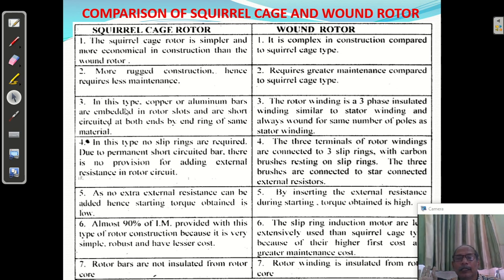Squirrel cage type: in this type, copper or aluminum bars are embedded in rotor slots and are shorted at both ends by a ring of the same material. Clear? The rotor winding of the slip ring type is a three-phase insulated winding similar to stator winding and always wound for the same number of poles as stator winding. याद रखना, जितने poles stator पे हैं उतने ही poles rotor पे भी रहेंगे.